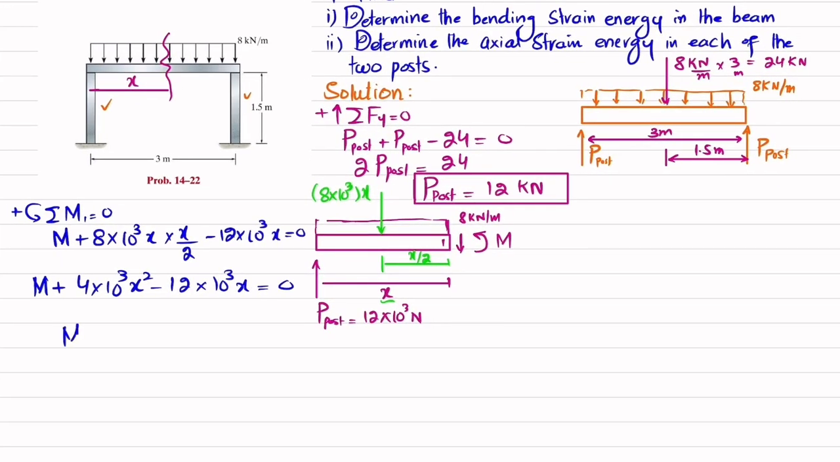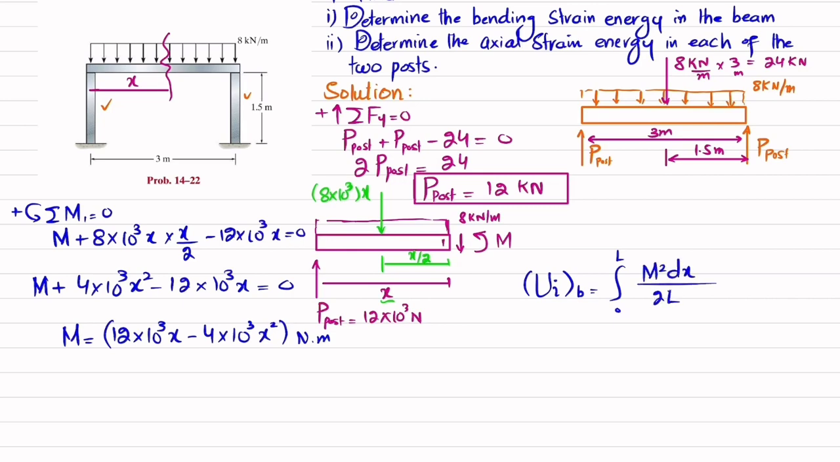So if you further simplify it, this moment will be equal to 12 into 10 to the power 3 x minus 4 into 10 to the power 3 x square, and its unit will be Newton meter. Okay, now this is the equation of moment. So we will move toward finding the strain energy due to bending, and we know that this is equal to integral from 0 to L of M square dx divided by 2EI.